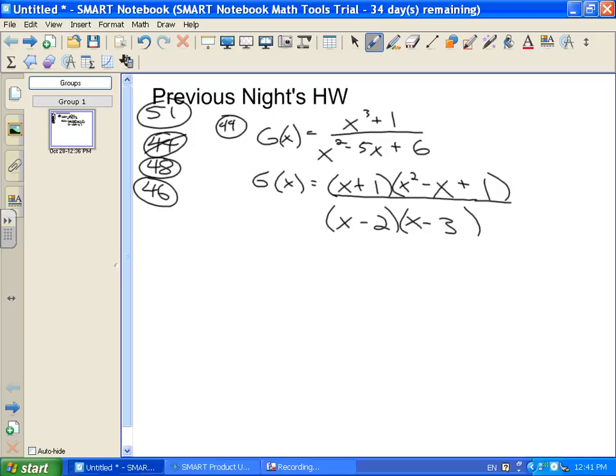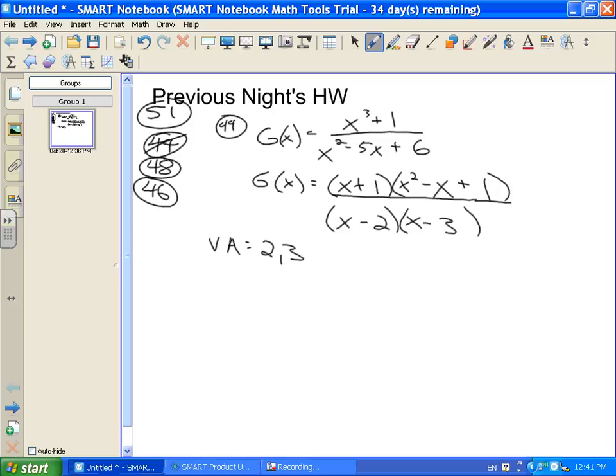Okay, now does anything cancel? No, but we were hoping. Now this was not a complete waste because this is going to make it easier to get my testing points later on. Okay. But that's not going to work. So how about, oh, and also I can get my vertical asymptotes off of this. So what are my vertical asymptotes going to be?